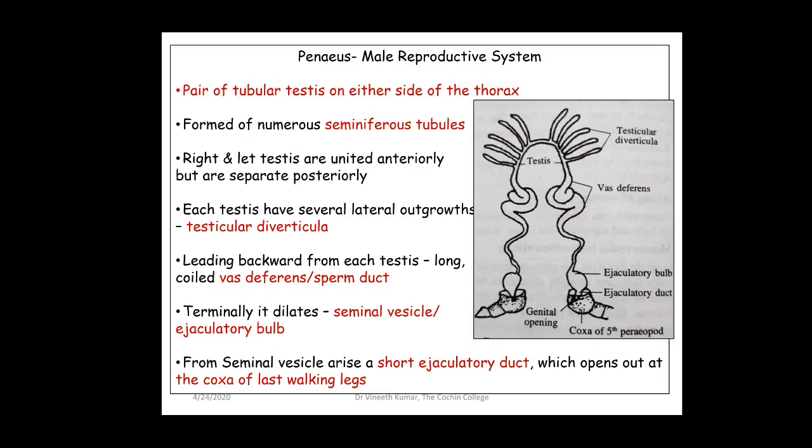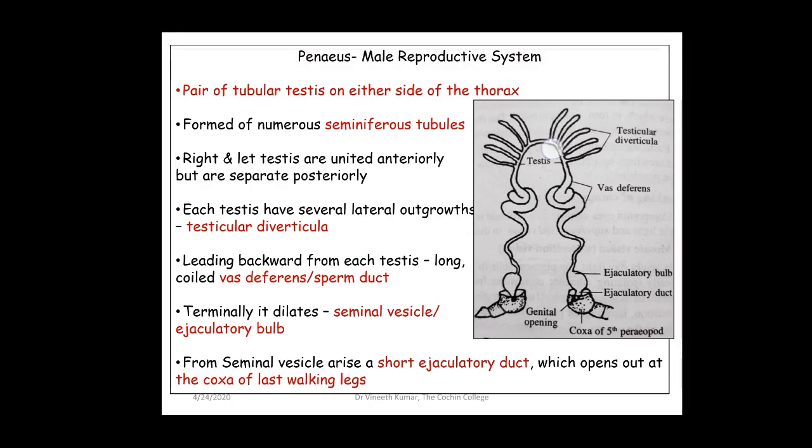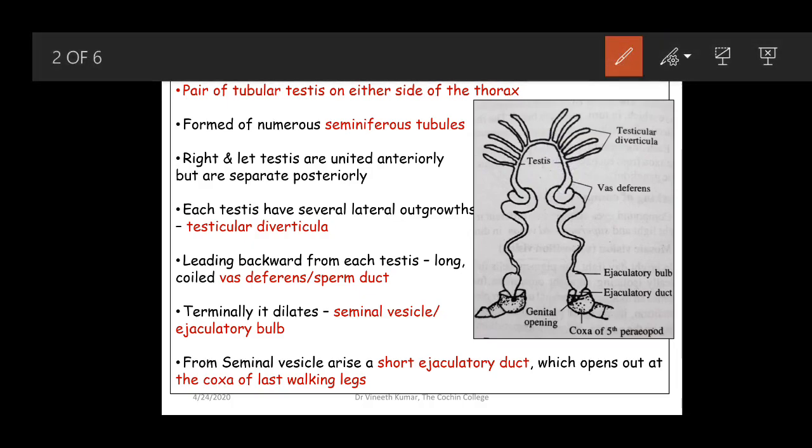The male genital organs include a pair of testes which are present on both the sides of the thorax. As you see in the diagram, the testis is a tubular structure. This particular tubular region is called the testis. So testis is tubular in the case of prawns.